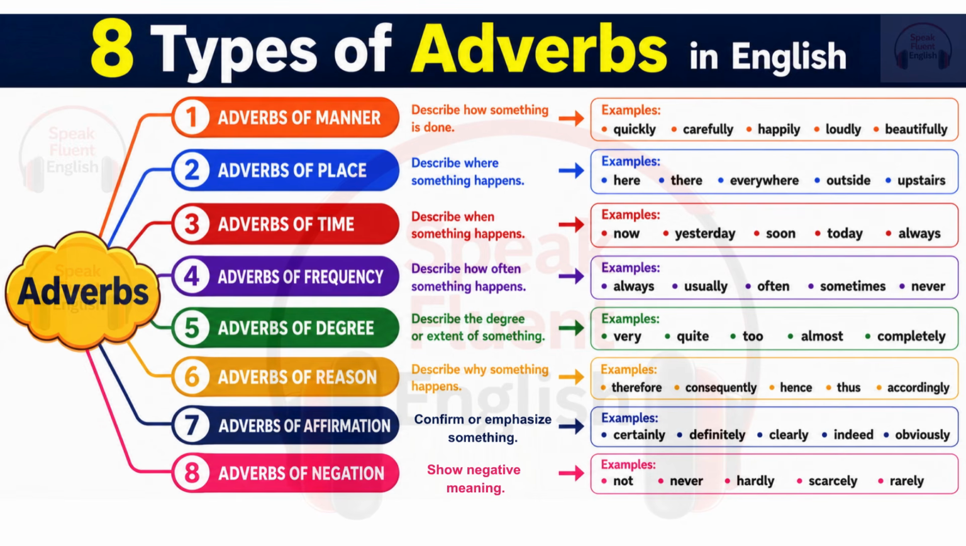Let's begin. First, adverbs of manner. These adverbs describe how something is done. Examples include quickly, carefully, happily, loudly, and beautifully. They explain the way an action happens. Let's start practicing some simple sentences.